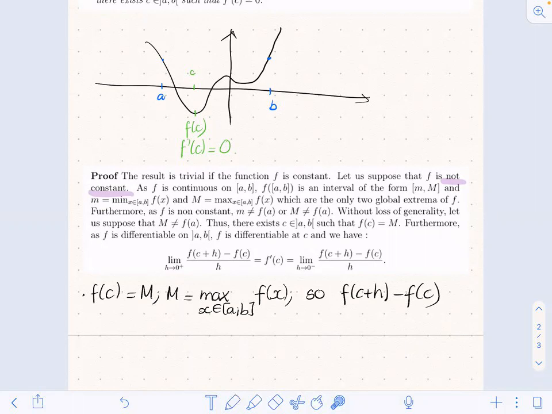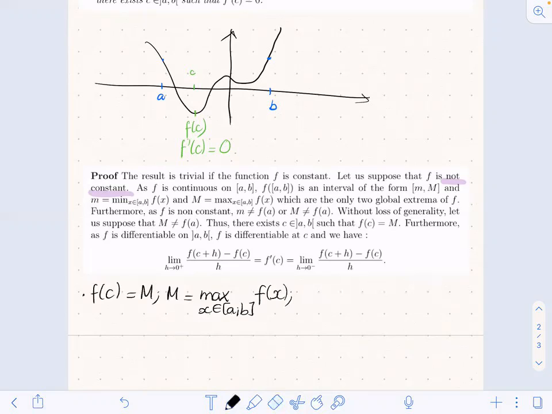As f of c here is equal to m, and m is the maximum of the function. It goes to 0. It does go to 0, yeah, but we can say something about the sign of this. The sign of... positive. I think it's negative in this case. I think the other one had exactly the right idea.